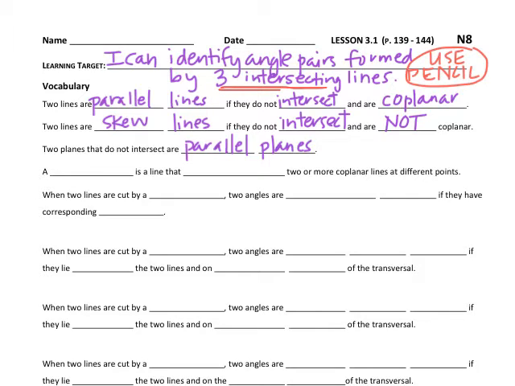I would like you to use a pencil for this activity here that you're doing, and also make sure that you write down the learning target, please. The learning target: I can identify angle pairs formed by three intersecting lines.